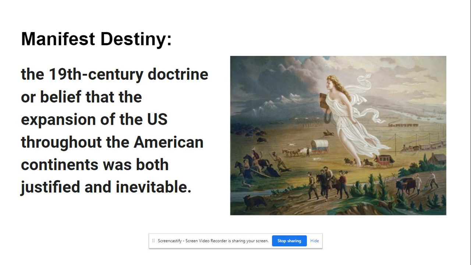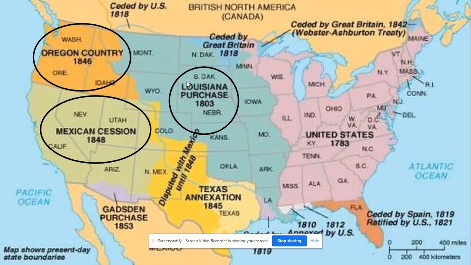During the late 1700s and continuing until the mid 1800s, the U.S. was expanding west following the doctrine of manifest destiny. The 19th century doctrine or belief that the expansion of the U.S. throughout the American continent was both justified and inevitable. This really started with the Louisiana Purchase and was fueled by the Oregon Trail and the California Gold Rush and other lands annexed by the United States during this time period.